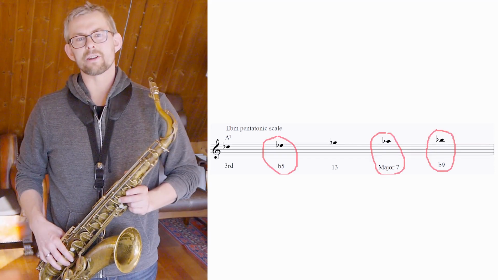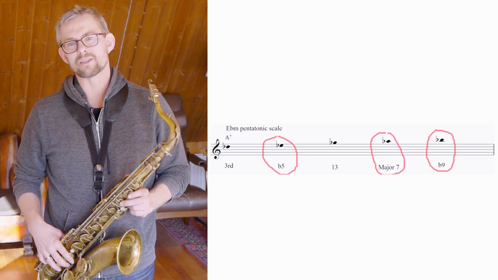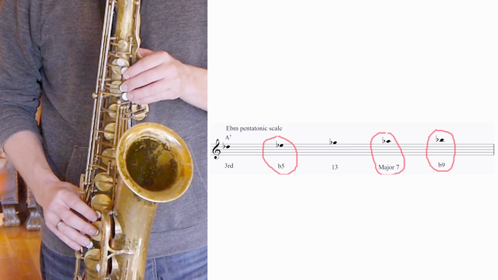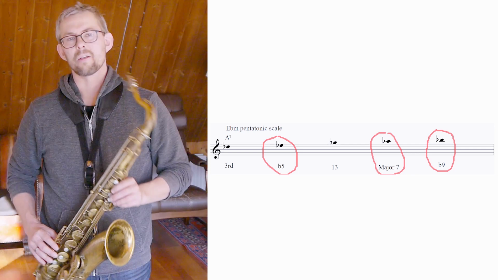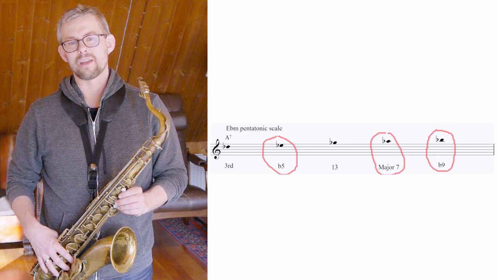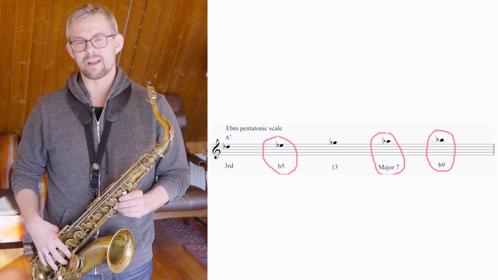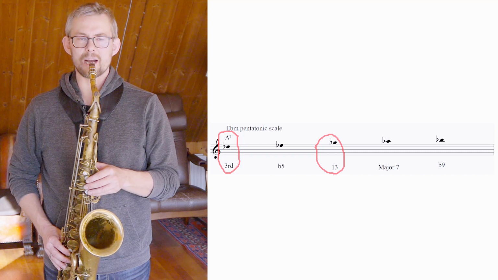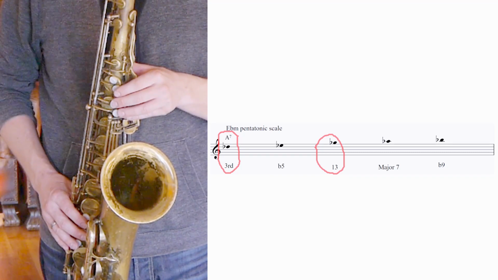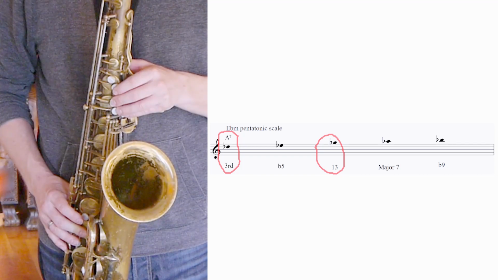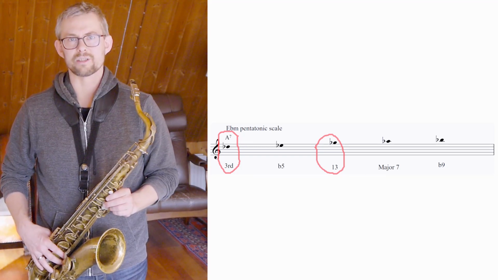The A7 dominant alterations in the E flat minor pentatonic scale would be this. The flat 5, the E flat, the major 7, the A flat, and the flat 9, the B flat. You have 2 inside notes. Those are the C sharp, the D flat, F sharp, the G flat, the 3rd and the 13.